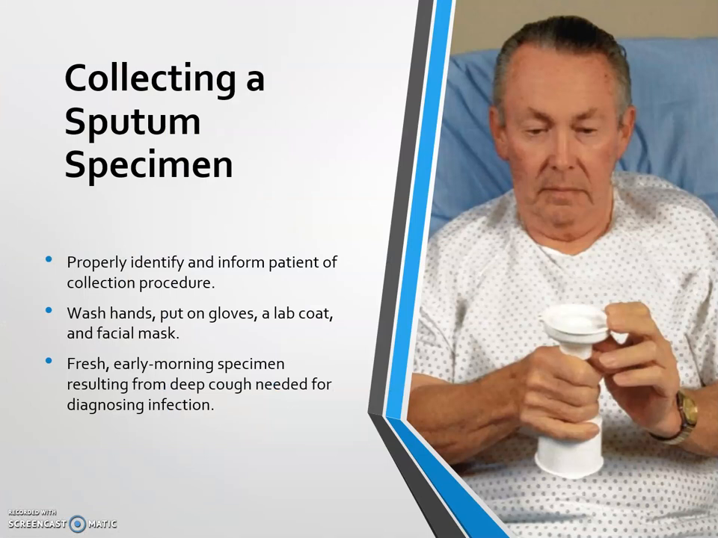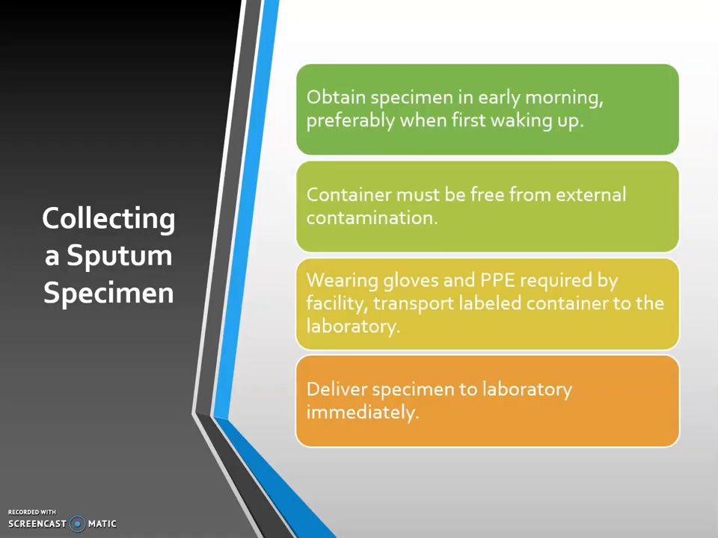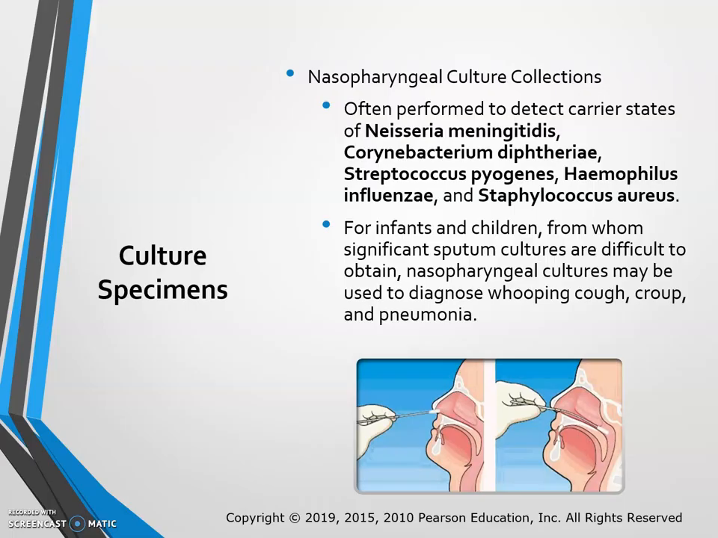Properly identify and inform the patient of the collection procedure. Wash hands, put on gloves, lab coat, and facial mask. We need a fresh, early morning specimen resulting from a deep cough for diagnosing the infection. The container must be free from external contaminants. Wear gloves and PPE required by the facility, and transport the labeled container to the laboratory. Deliver specimens to the laboratory immediately.